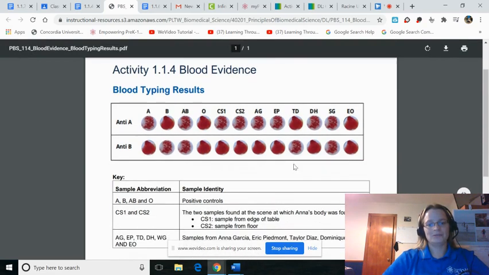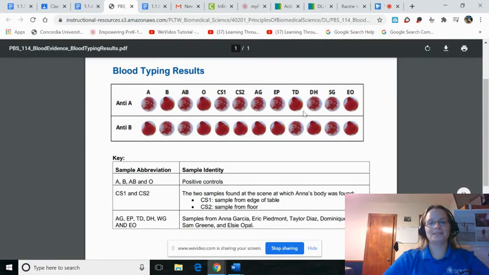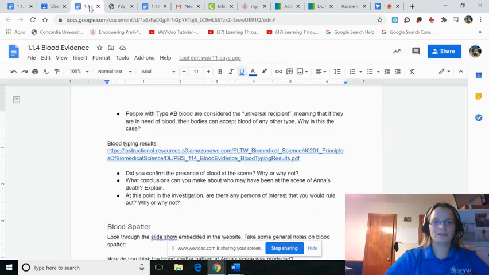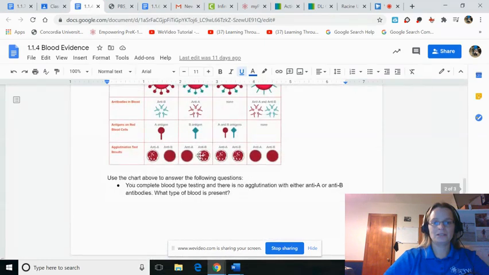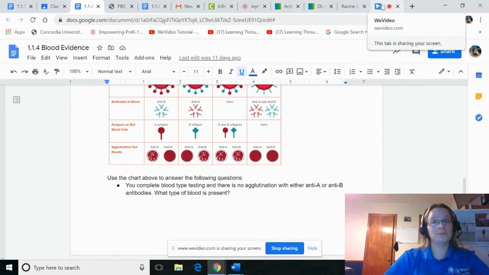Let's see, TD. Who's TD? Taylor Diaz. He is not type A. He is type B. Dominique Hall is type A. SG. Sam Green is AB. And Dr. Opal is type O. And how you knew this was comparing these results to this chart right here. So I hope that helps if you're having trouble with blood typing.